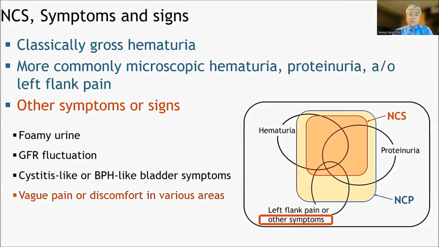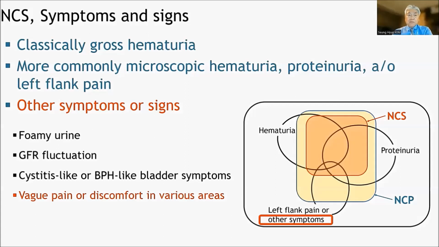Classical symptoms of Nutcracker syndrome is gross hematuria, but more commonly, patients have microscopic hematuria or proteinuria and left flank pain. There may be various other symptoms or signs related to Nutcracker phenomenon. Many patients complain of foamy urine, sometimes with proteinuria, but frequently without proteinuria.